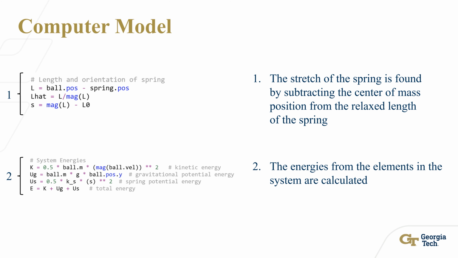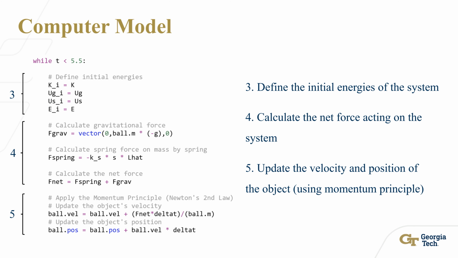The stretch of the spring is found by subtracting the center of mass position from the relaxed length of the spring, and the energies from the elements in the system are calculated. Then the initial energies of the system are defined, and the net force is calculated. After that, the velocity and the position of the object are updated using the momentum principle.